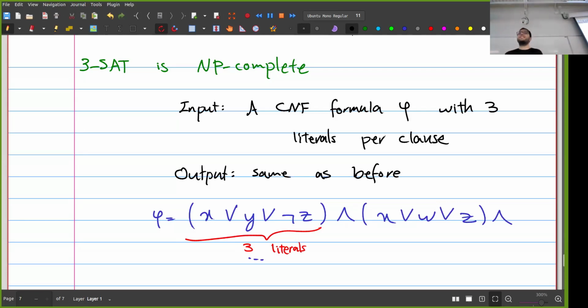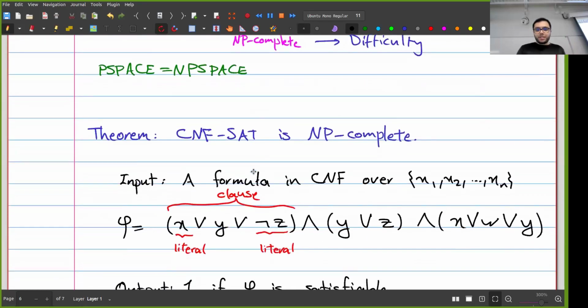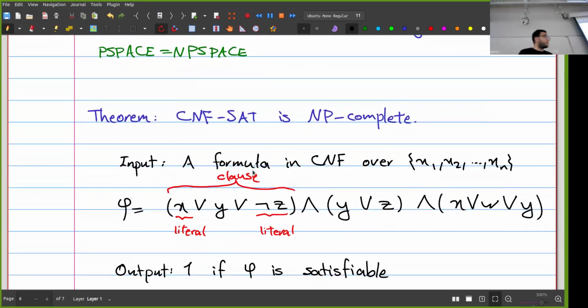In the last session, we saw the definitions of P and NP, and we saw how to prove NP hardness and NP completeness. And we also saw two NP complete problems. The first one was the one that you're supposed to trust me on: CNF SAT is NP complete. I will put a proof of this on Canvas.